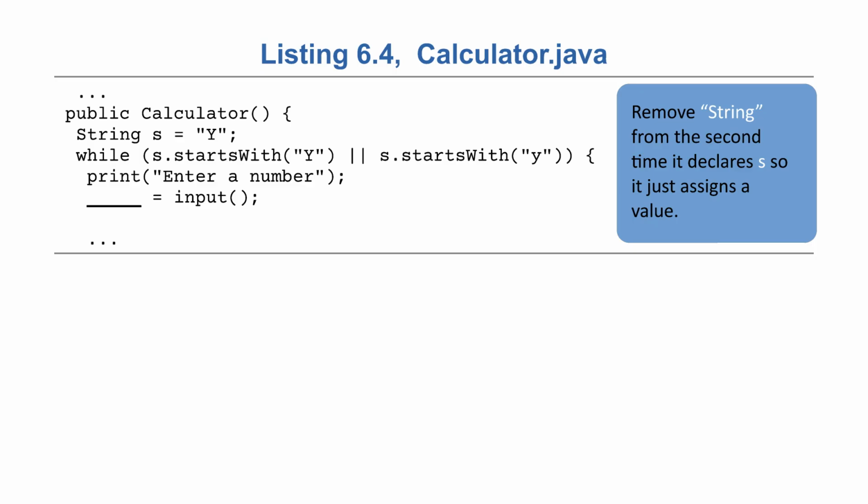Run it. What happened? It should now ask for numbers, do the calculation, then ask if you want to do more. If you enter anything that starts with an uppercase or lowercase y, it will ask for more numbers and do another calculation. Otherwise, it will not ask for any more numbers.